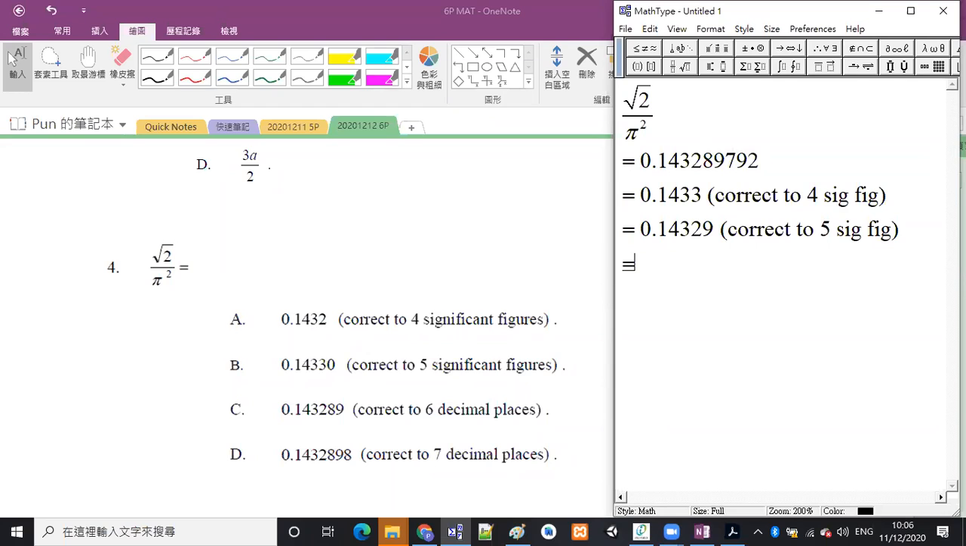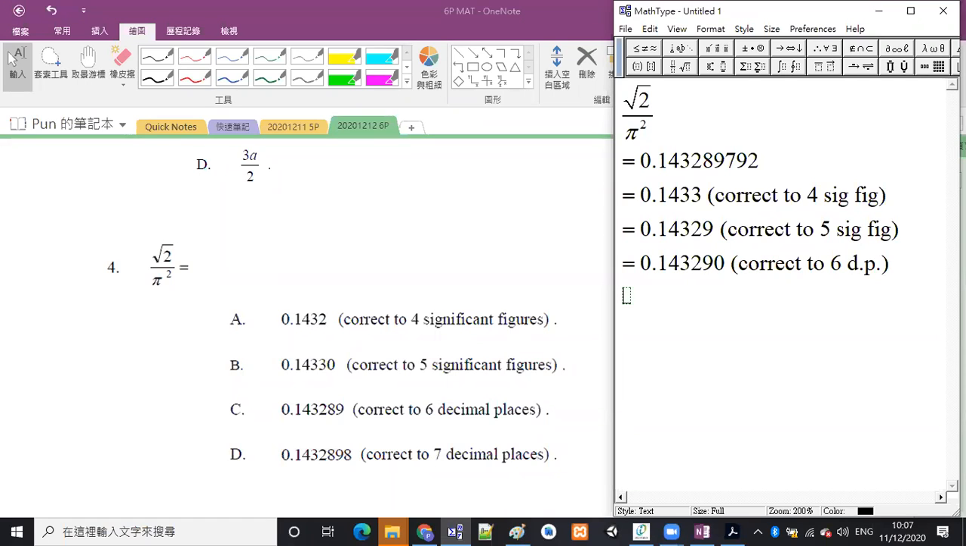And then option C, we are correct to 6 dp. The first dp, second, third, fourth, fifth, and sixth should be this one. And then we need to check the next digit, 7, to see whether we should add 1 or not. The 7 is larger than 5, so we should add 1. So it should be 0.14328 plus 1 to the 9. It becomes 90, if this is correct to 6 decimal places. So option C is not correct. So the correct answer must be option D.